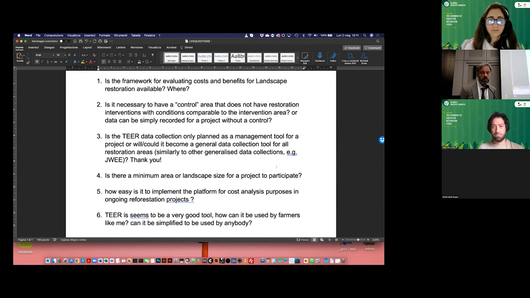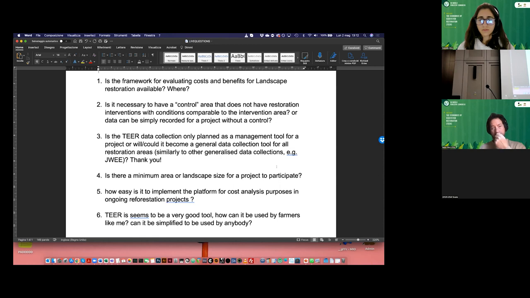So it's basically the issue of baselines and control. You want to answer, Alexandre? Or? Yeah, you can quickly. It's a very important question indeed, which also links to the baseline in terms of degraded areas and nature of intervention.